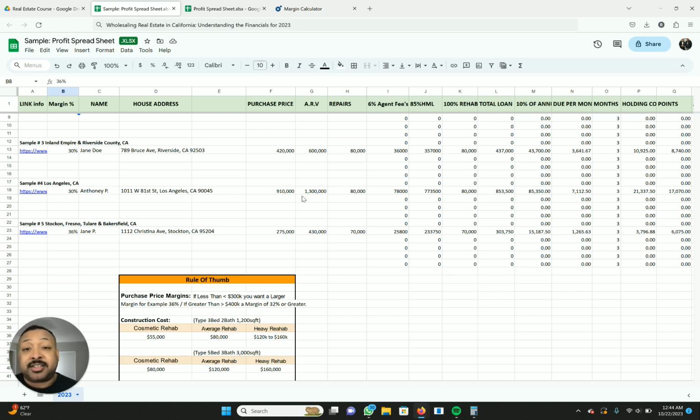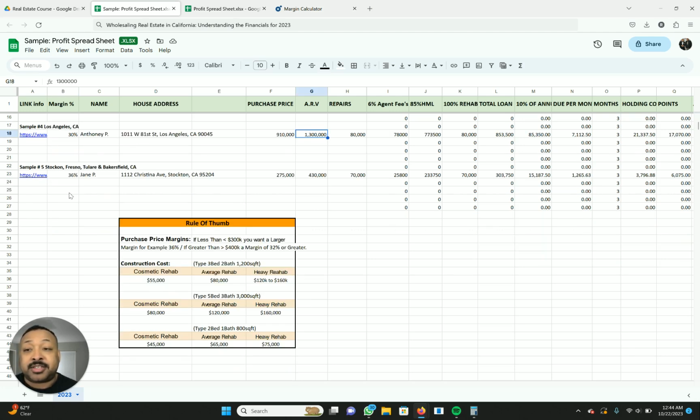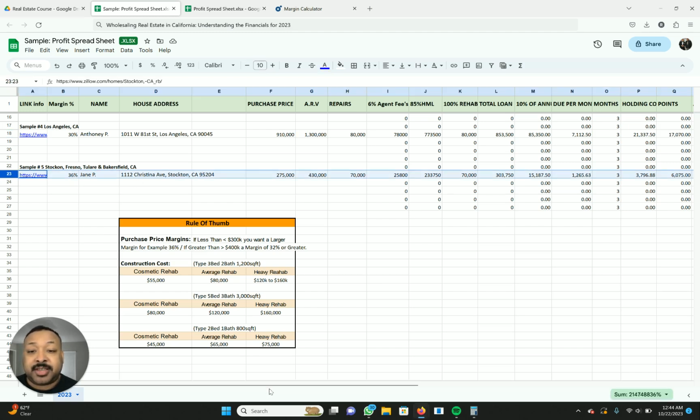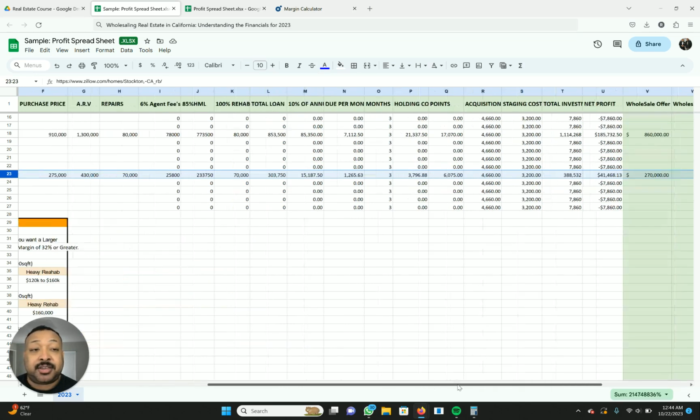Then when you're in Stockton and Fresno, you're going to need a bigger profit margin. Because again, going back to the margin calculator and the number that I showed you, if this margin gets any smaller than 36%, it's just going to be a real small ROI for the house flipper. So you're going to have a bigger margin for those locations.